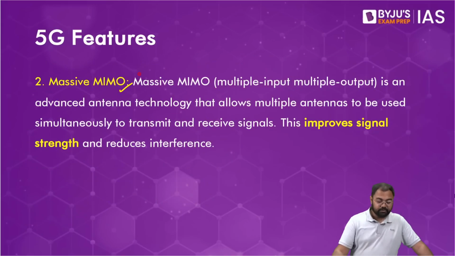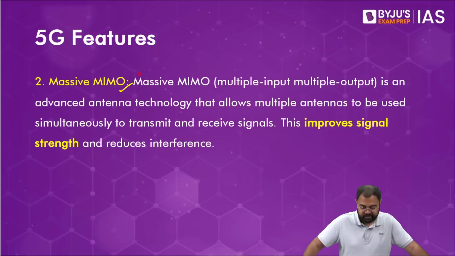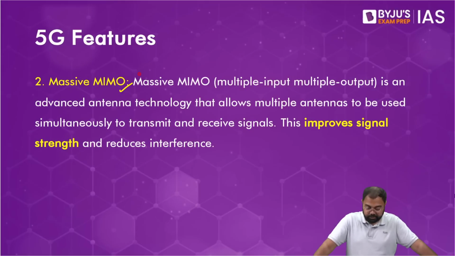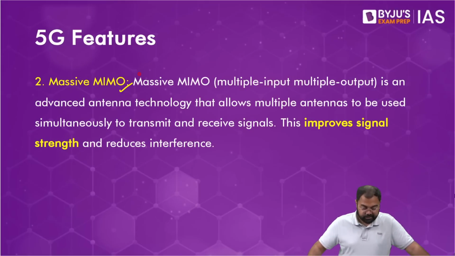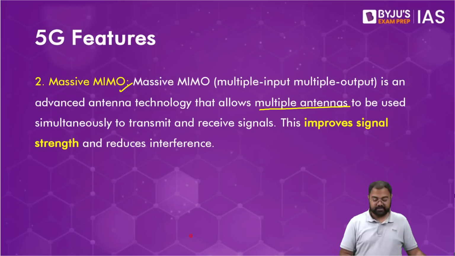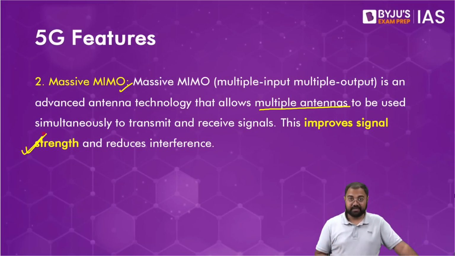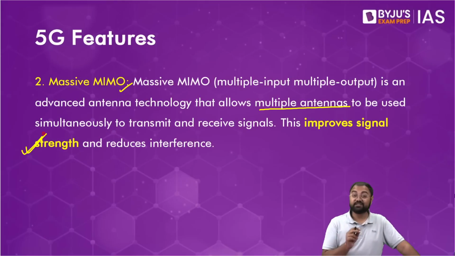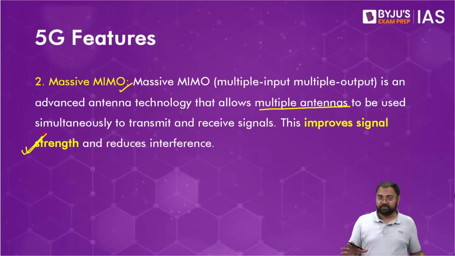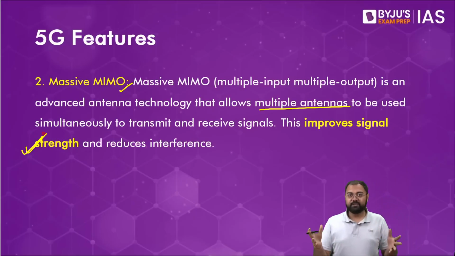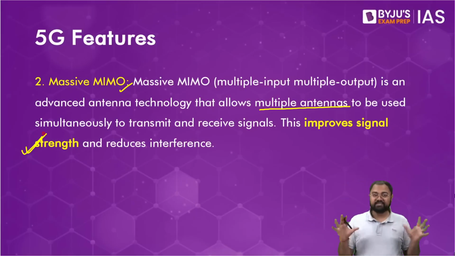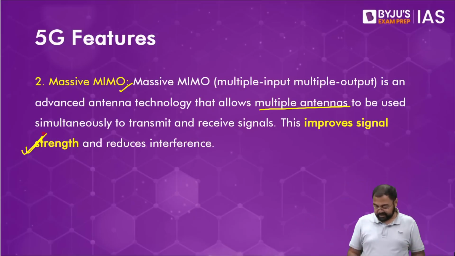Then it also uses the MIMO system that we discussed, multiple input, multiple output. In this scenario, it allows multiple antennas to be used simultaneously to transmit and receive signals. And that's why it will be able to improve the signal strength. It's not about the speed. Signal strength will be better. I'm not saying that the speeds will be better, because multiple inputs and multiple outputs are being provided, so better connectivity and better signal strengths are being provided.